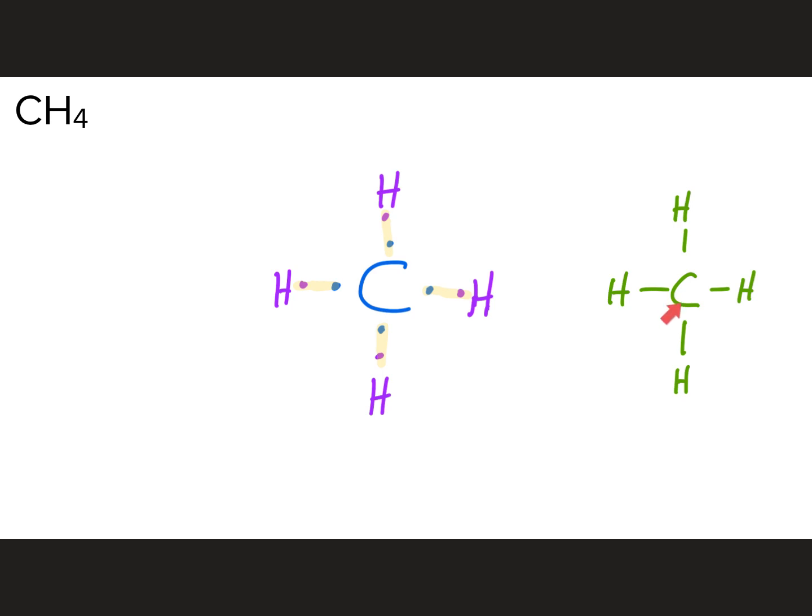So if you look at only carbon, you'll notice there's 4 lines coming out of the carbon, which equates to 8 electrons, which is what it wants. And if you look at any hydrogen, there's only 1 line coming out of each one, which equates to 2 electrons, which is the number that hydrogen wants to gain. So this is an acceptable structure. This is our final answer.